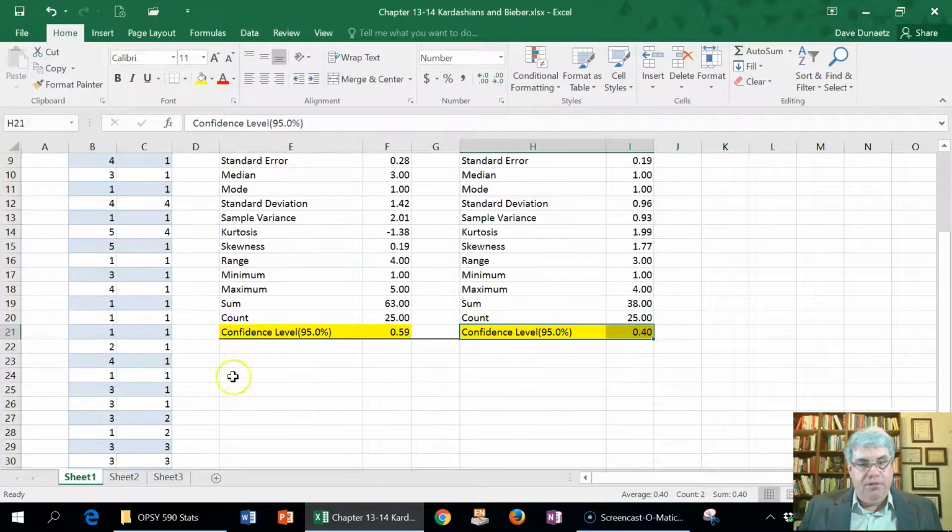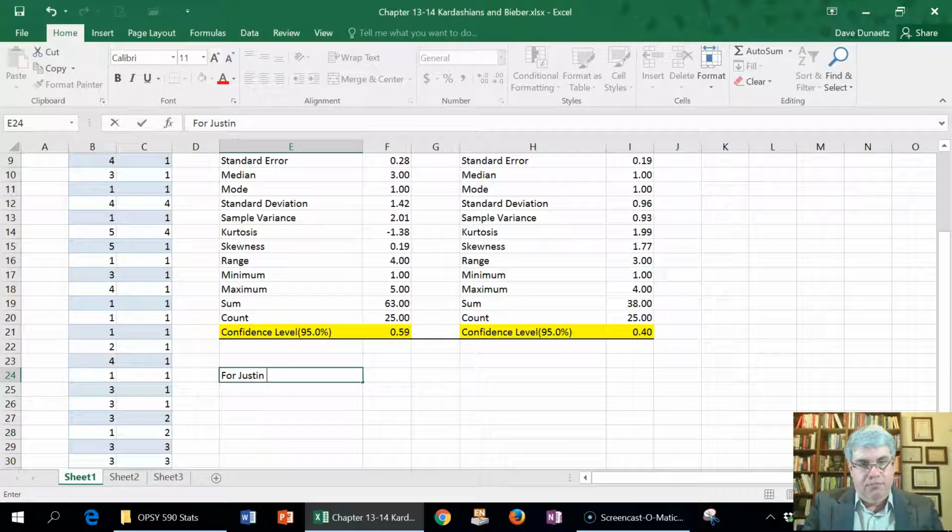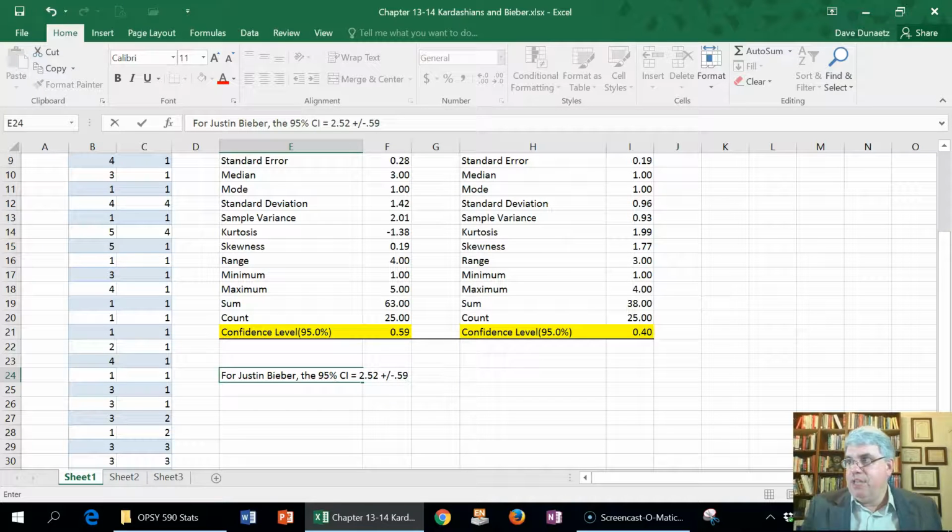So how can we report this? We can say, for liking Justin Bieber, the 95% confidence interval, and 95% CI is the standard abbreviation in APA, equals 2.52, and then that's plus or minus that 0.59. So that's the confidence interval for Justin Bieber.